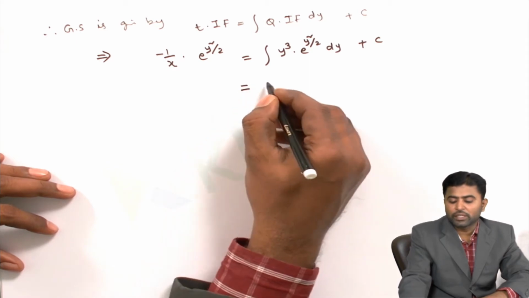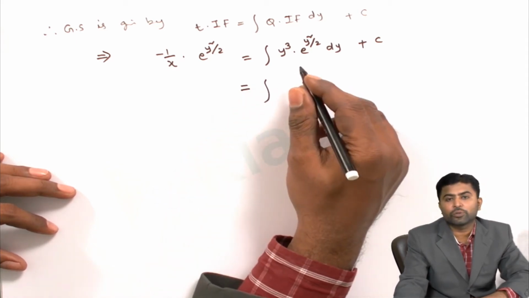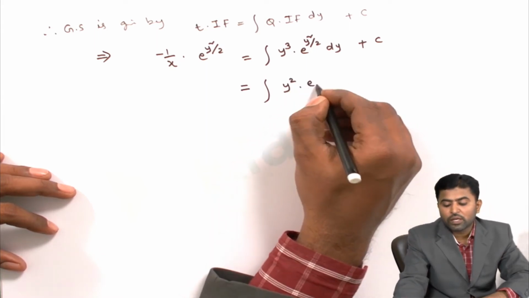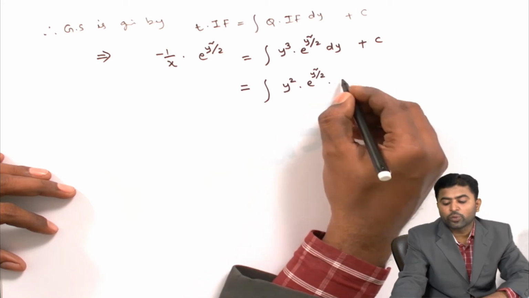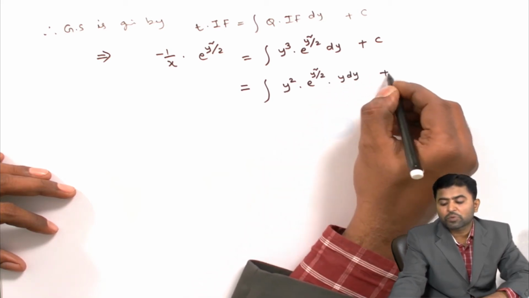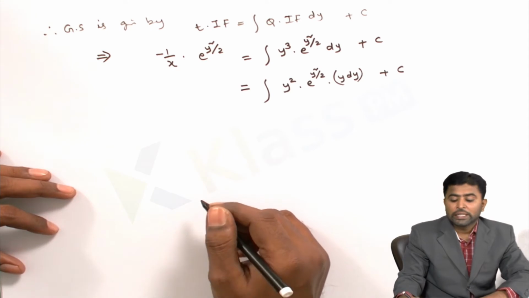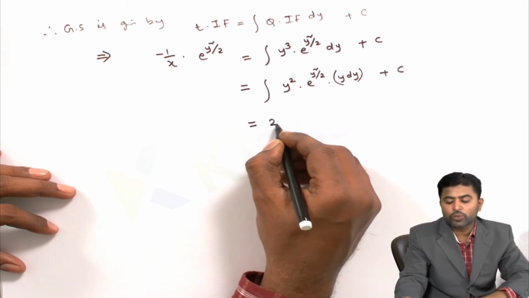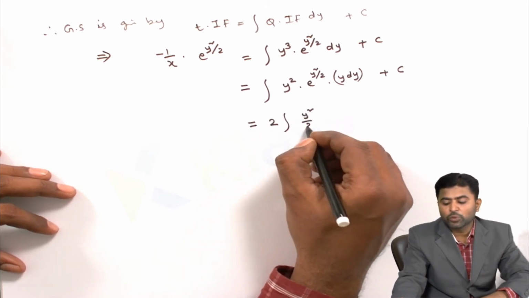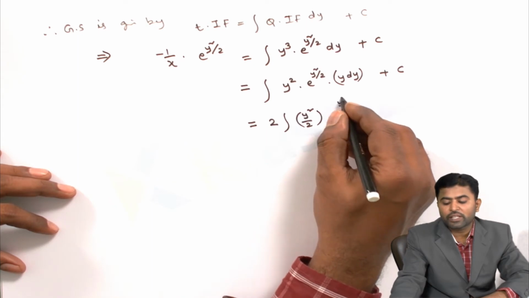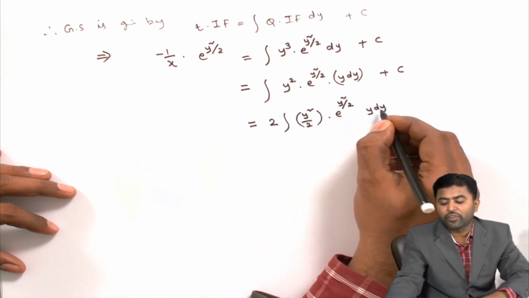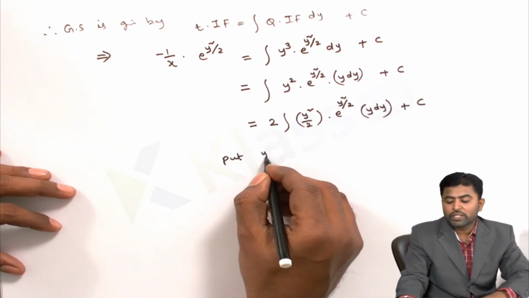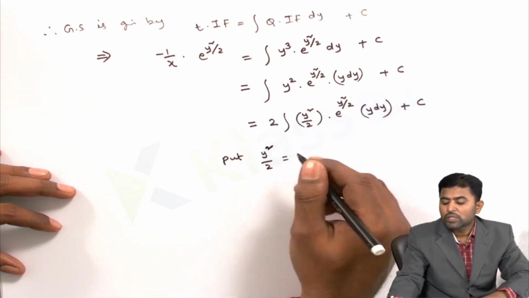Then I'll rearrange the terms so that I can write the solution easily. So I'll write this as y square into e power y square by 2 into y dy plus some constant c. Then I'll multiply and divide it by 2. So that becomes 2 times of y square by 2 into e power y square by 2 into y dy plus some constant c.